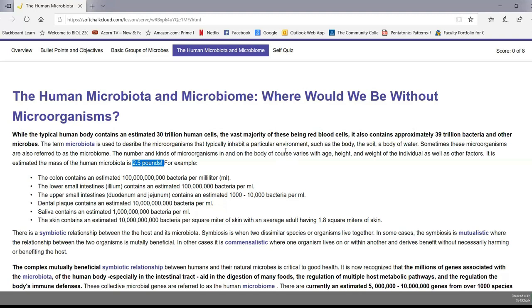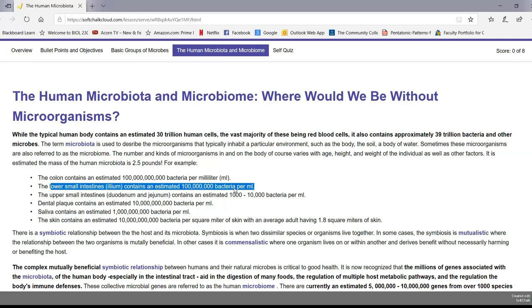Now, just to give you an idea of various parts of the body, if we look at the gastrointestinal tract, let's start with the third bullet point here. The upper small intestines, the duodenum and jejunum, these are actually fairly sparse in microorganisms. There's between 1,000 and 10,000 bacteria per milliliter in the small intestines. And although 10,000 seems like a lot, there's not really very much compared to many parts of the body. When you get to the lower small intestines, the ileum, it rises substantially. Here we have about 100 million bacteria per milliliter.